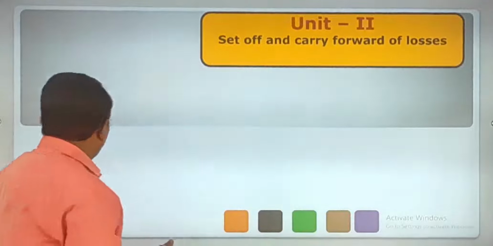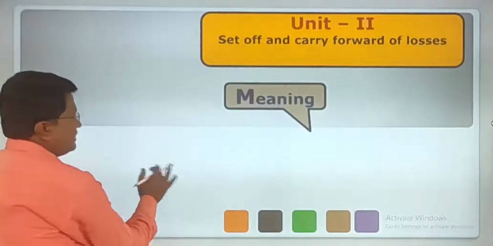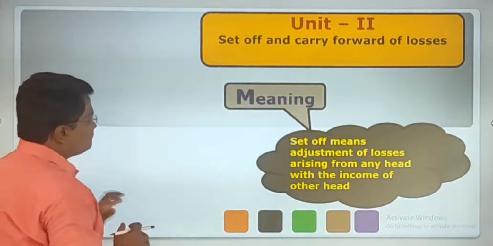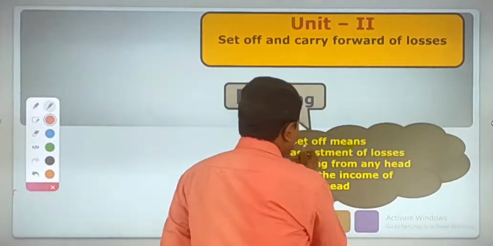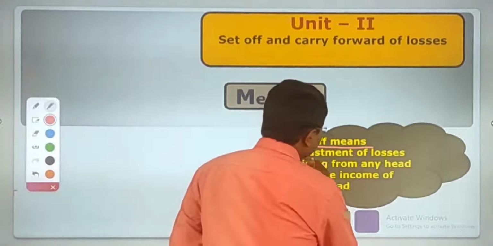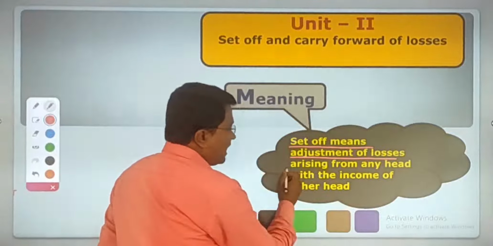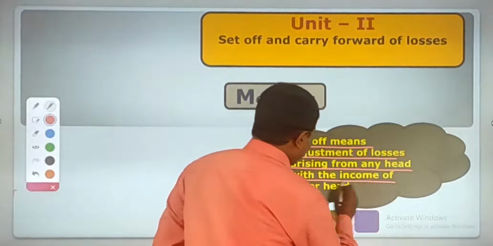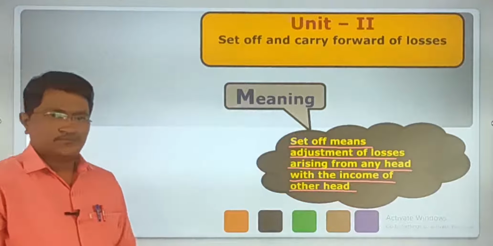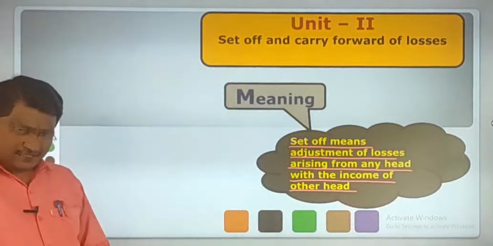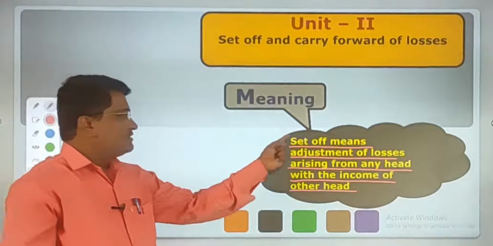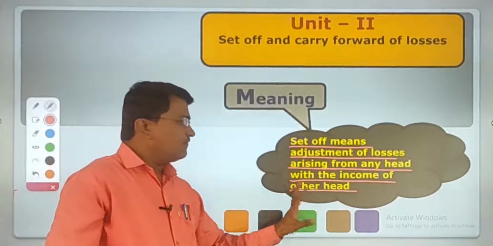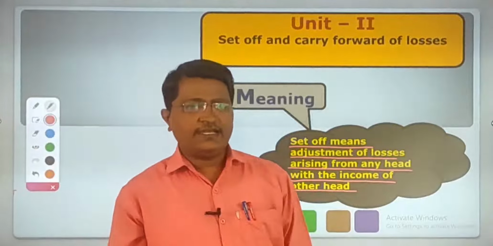So let's know the meaning of set off first. Yes, what is set off? Set off means adjustment of losses arising from any head with the income of other head. I repeat, the meaning of set off. Set off means adjustment of losses arising from any head with the income of other head.